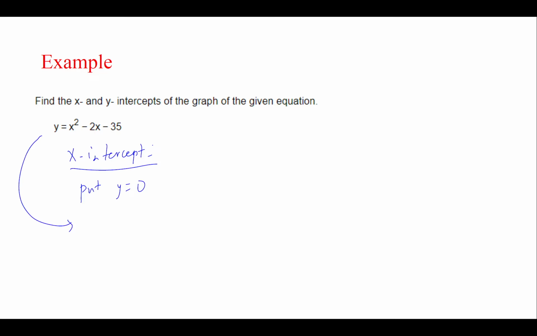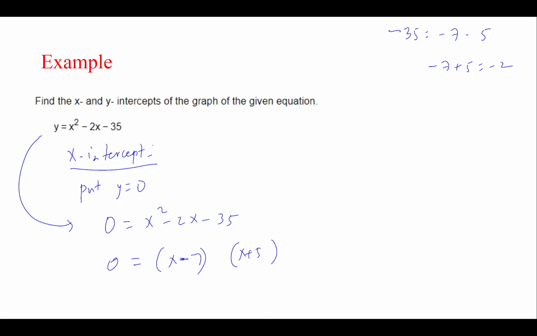If you do that, then 0 equals x squared minus 2x minus 35. To find the x-intercept, you need to solve this quadratic equation. To solve it, you can factor the left side: find two numbers whose product is negative 35 and whose sum is -2. I can think of negative 35 as -7 times +5, and -7 plus 5 is -2. So these are the two factors.